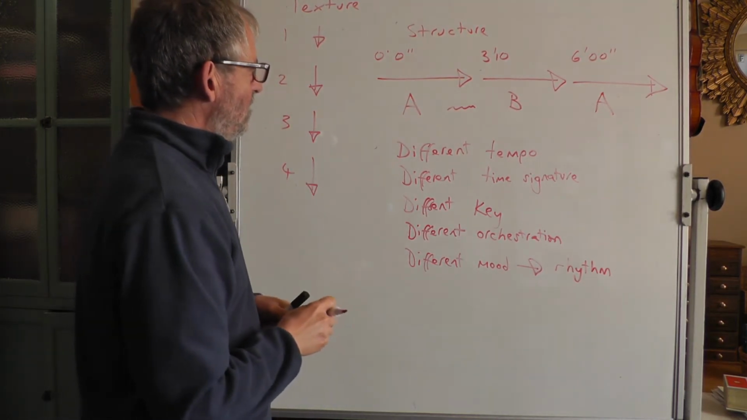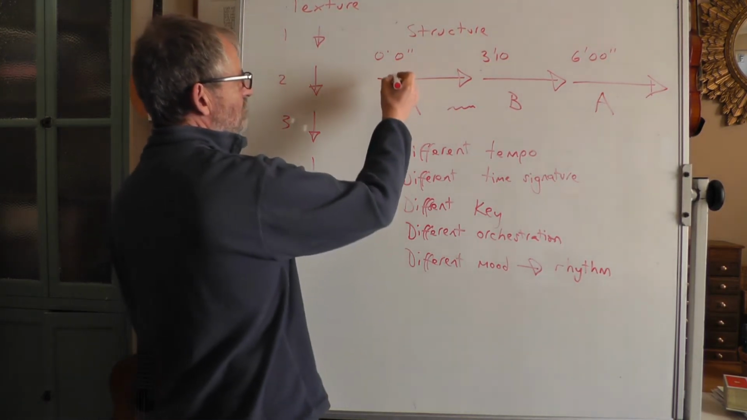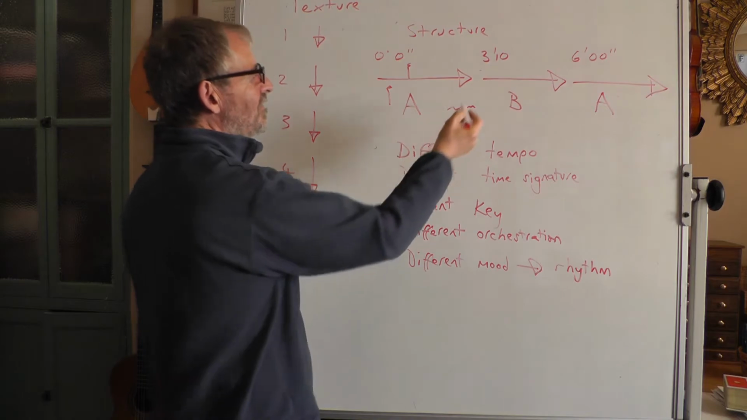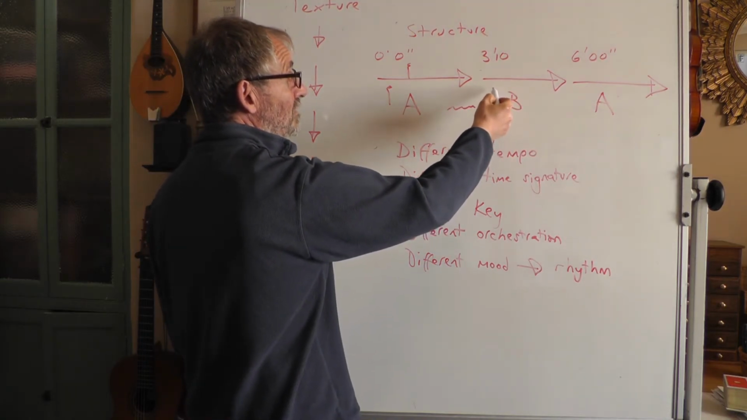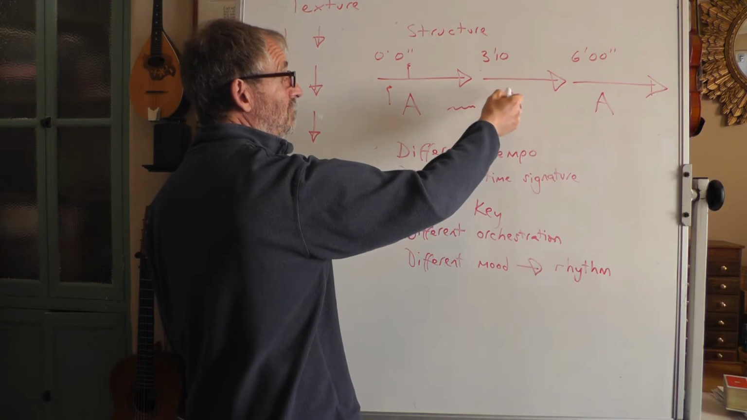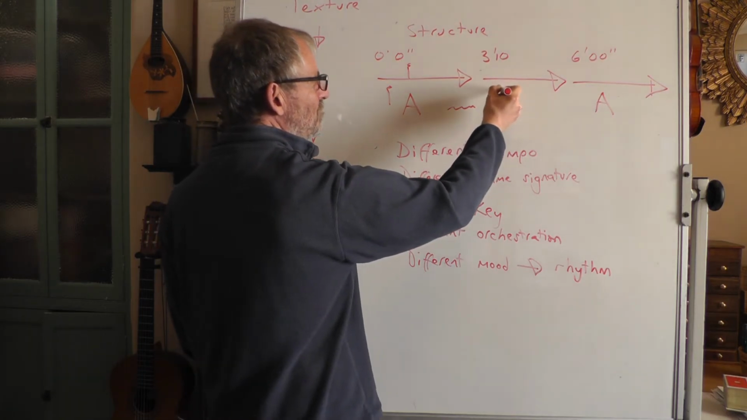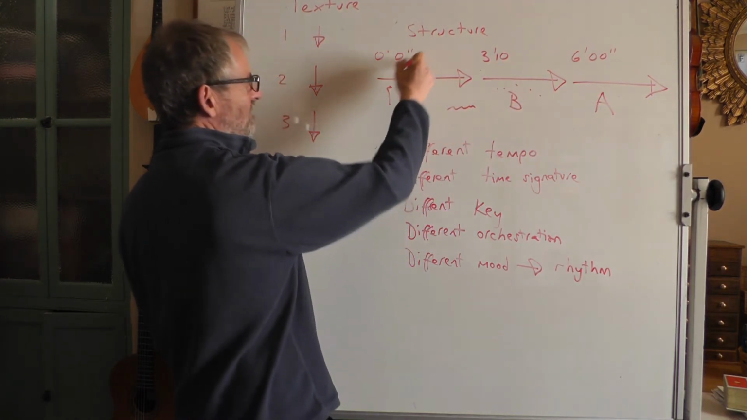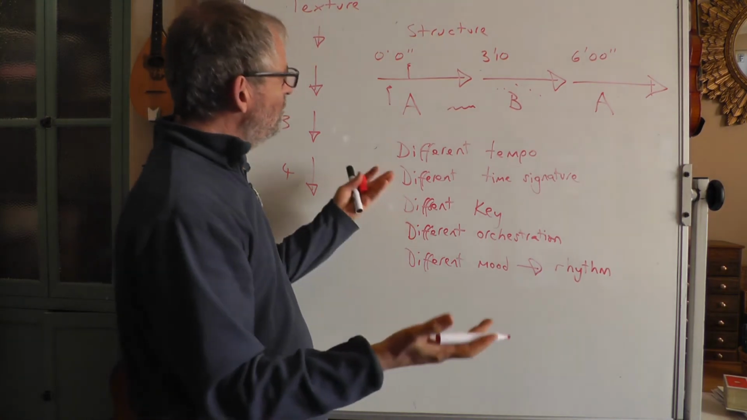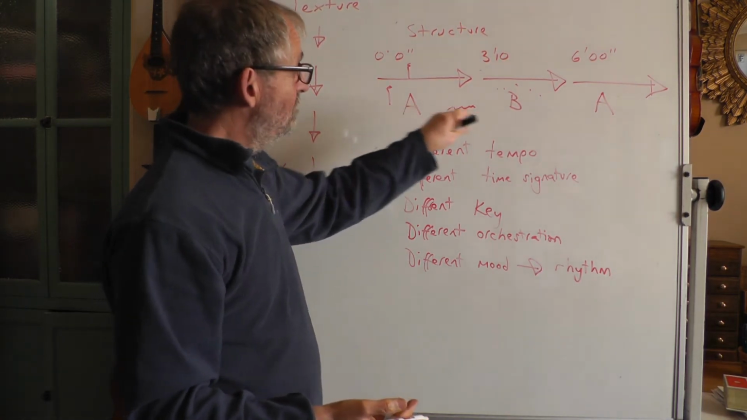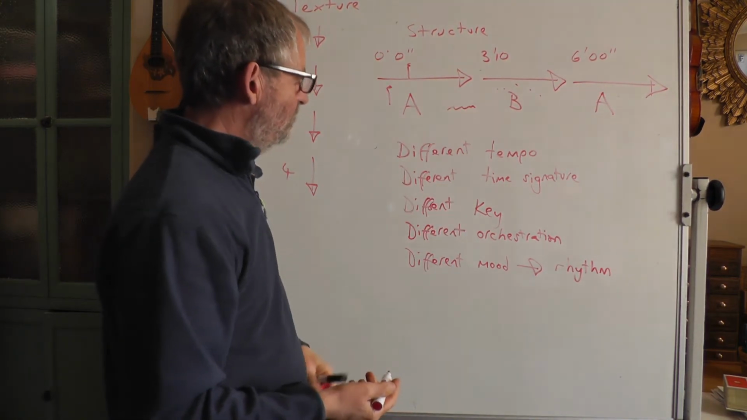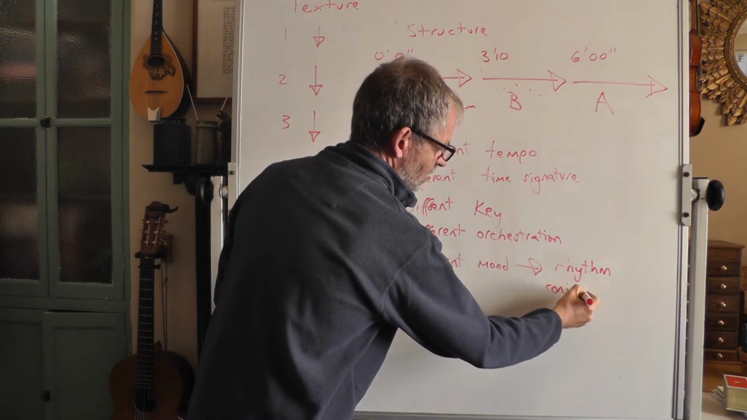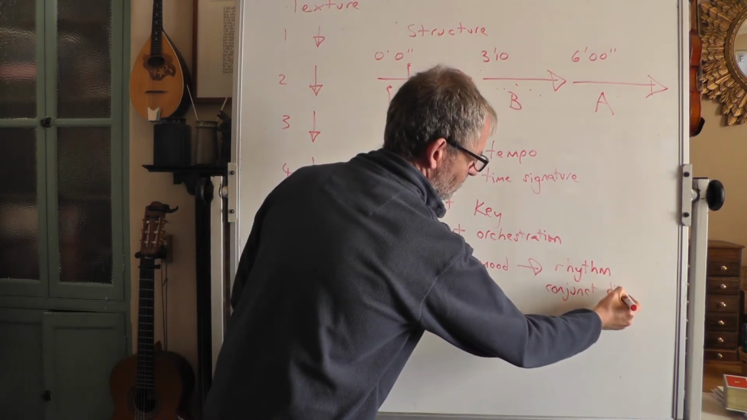The other way it could be different is that this could be big intervals, bum ba bum, bum ba bum, and this could be small intervals, bum ba dee da dee, bum ba dee da da. So that's sort of moving by step all close together, and this is moving in big intervals. So that could be a contrast. Disjunct, big intervals, conjunct, moving by step. That's another way of having contrast, conjunct or disjunct.